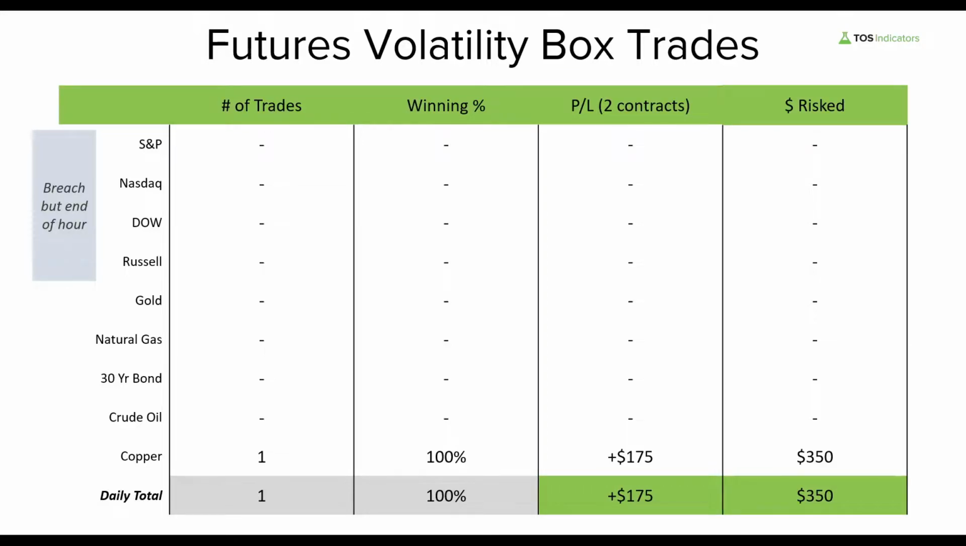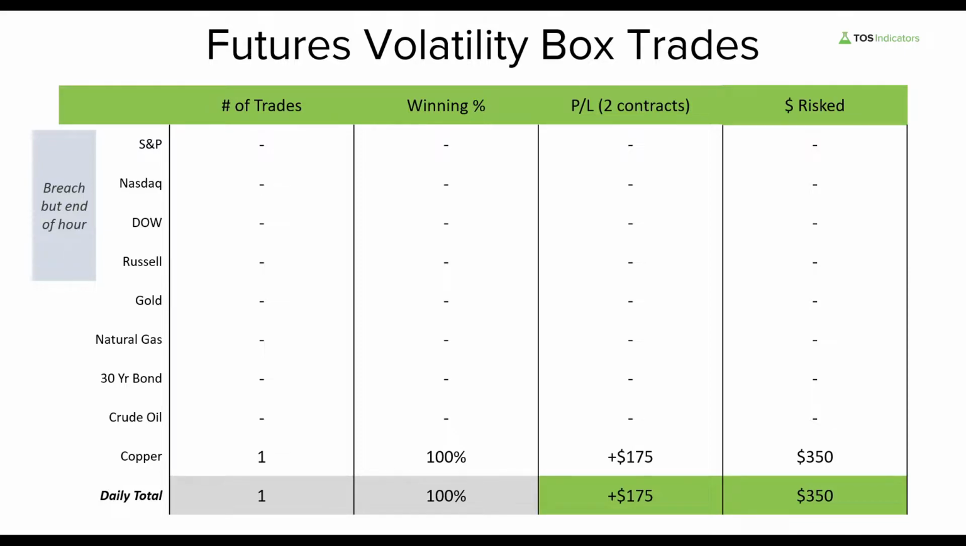Good afternoon, everyone. In today's video, we're going to talk about both the futures and stock volatility box trades that set up for today, May 19th, 2020. It may be a little bit of a longer video, so if you'd like to use the timestamps, feel free to do so to bounce between the futures and the stock trades.